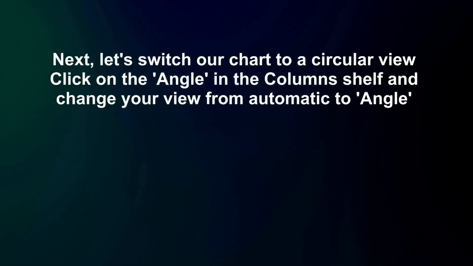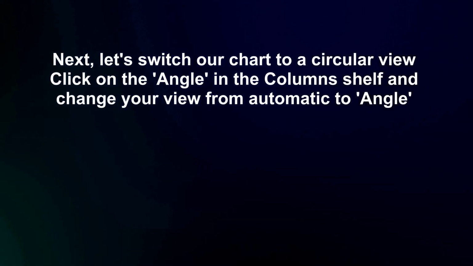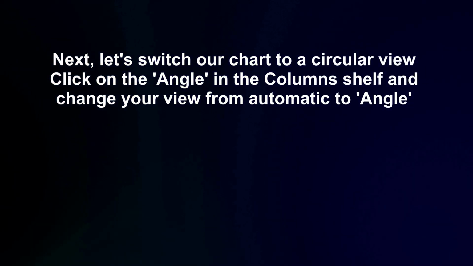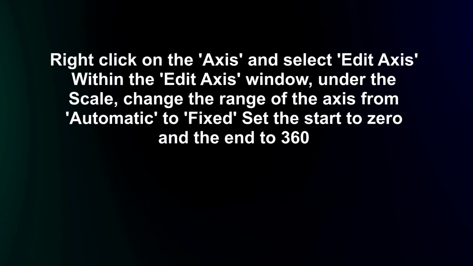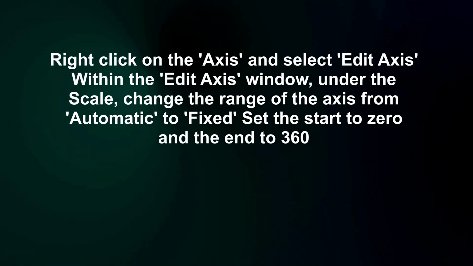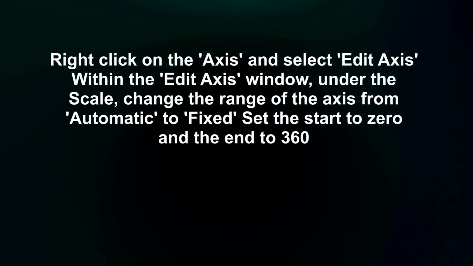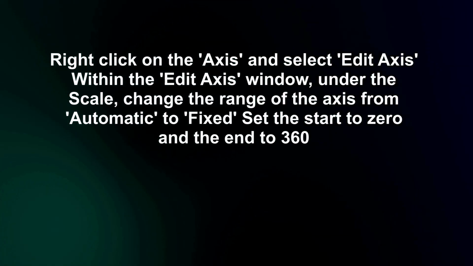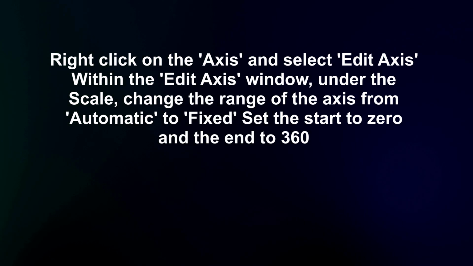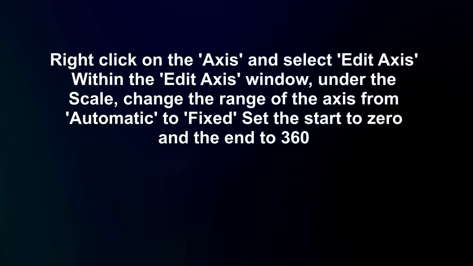Next, let's switch our chart to a circular view. Click on the angle in the column shelf and change your view from automatic to angle. Right-click on the axis and select Edit Axis. Within the Edit Axis window, under the scale, change the range of the axis from automatic to fixed. Set the start to 0 and the end to 360.